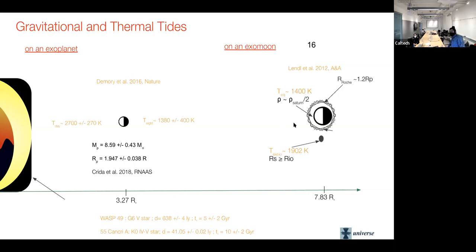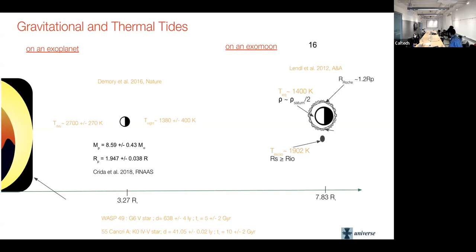And then the putative exo-Io here, this is a hot Saturn system, with a density half that of Saturn. So I continue to think that's anomalous.